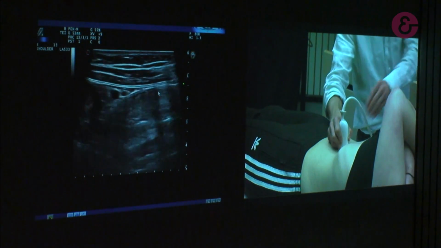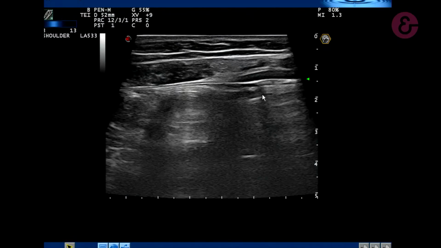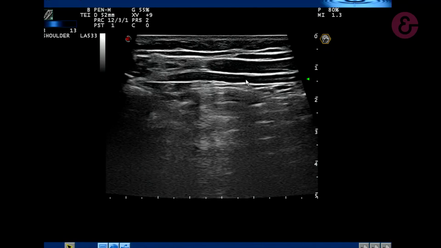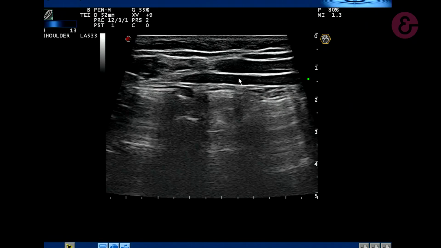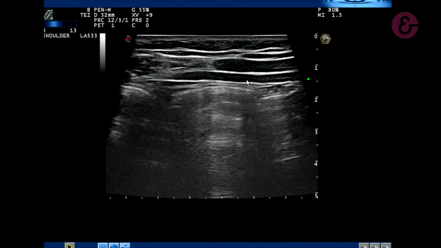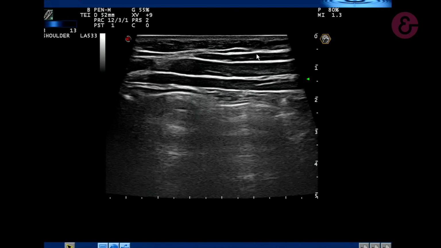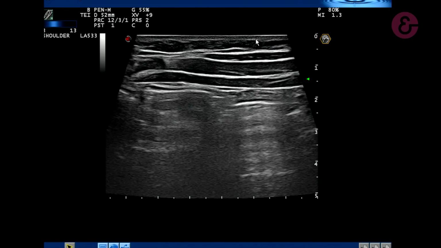If I come back to the transverse position and start moving more laterally, I can recognize 3 muscle structures. So I can see here my intestine. And this first muscle here is the transversus abdominis muscle. The second one is obliquus internus. And the last one is obliquus externus muscle. And here, subcutaneous tissue and the skin.